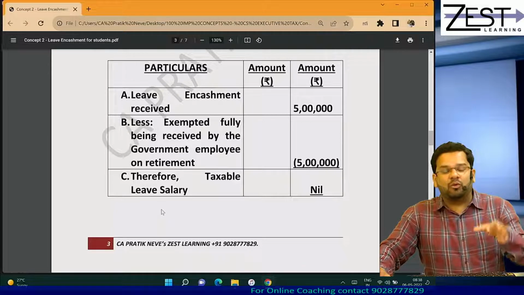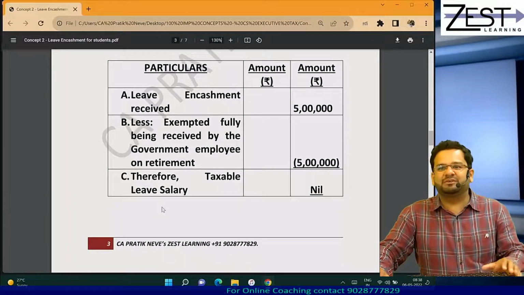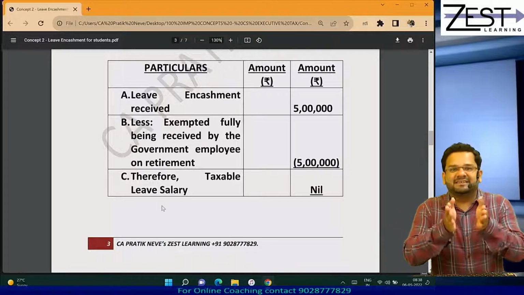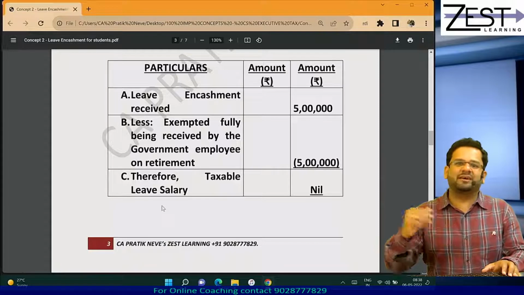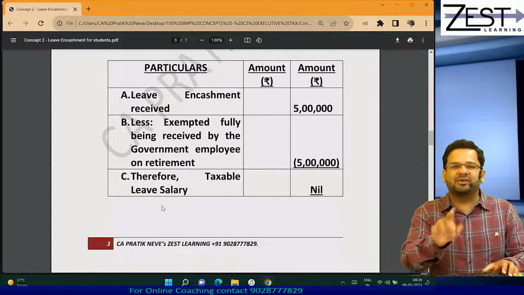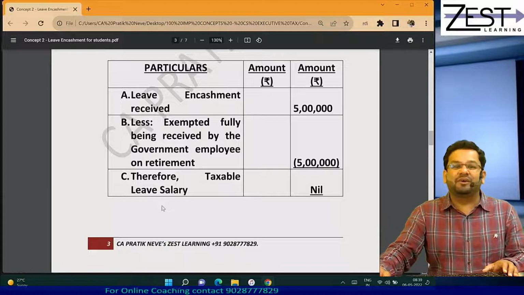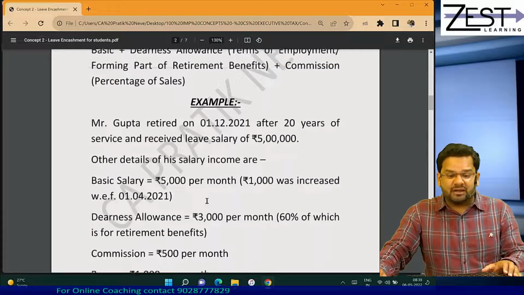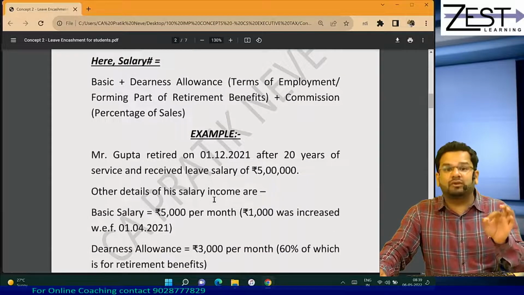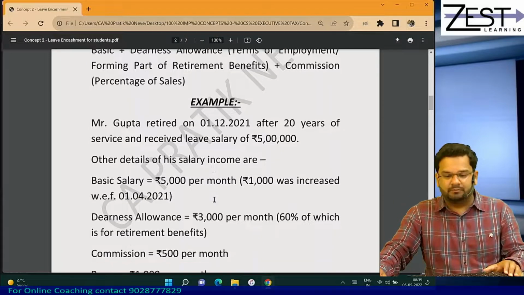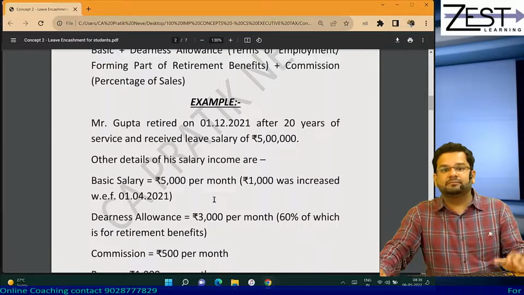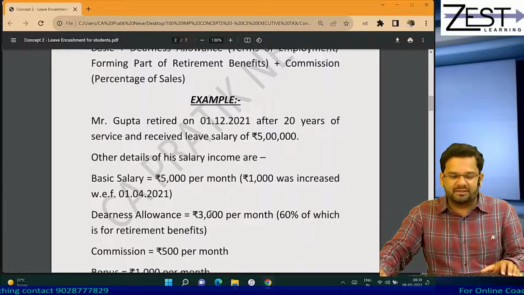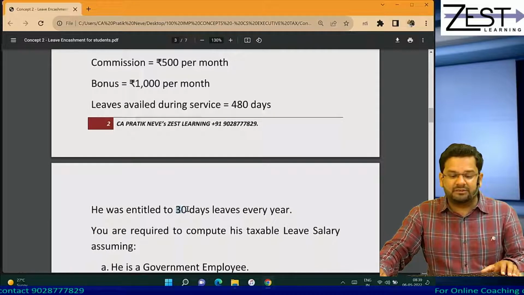Correct? Now going to the second case, I want preferably all of you to sit with calculators for this. If you are not carrying a calculator, just pause this video and go get your calculator. Doing things on the calculator all by yourself will give you a lot of confidence. See now what we have to do. Check the total number of completed years for Mr. Gupta. Very good, 20 years. Now what is his leave entitlement each year? You can see his leave entitlement each year is 30 days.